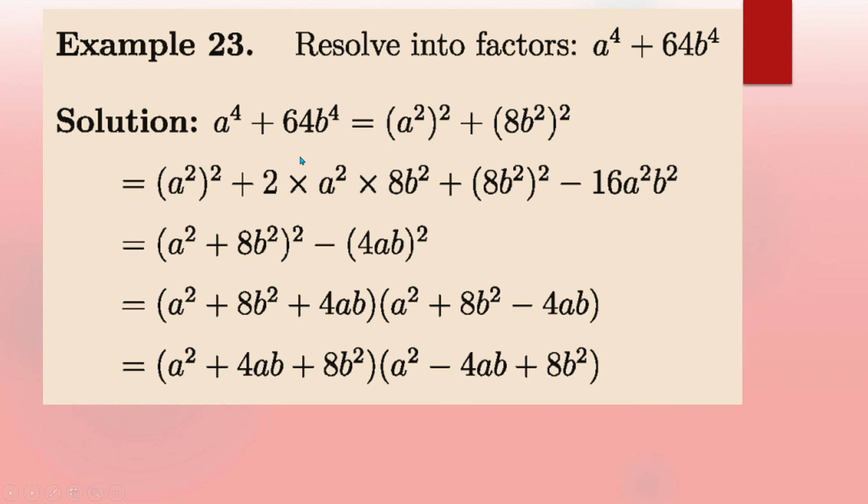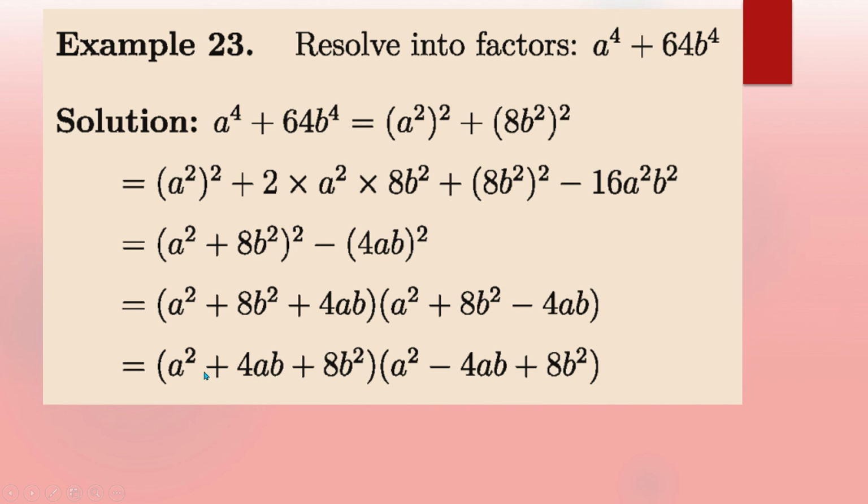As a result, this makes the formula a plus b whole square, and this equals 4ab whole square. A plus b whole square means a square plus 8b square whole square, because here a means a square, b means 8b square. Now this equals, we can write a plus b into a minus b, because here the formula is a square minus b square. So a plus b, a means this plus b means 4ab, into a minus b, a means a square plus 8b square, b means 4ab.